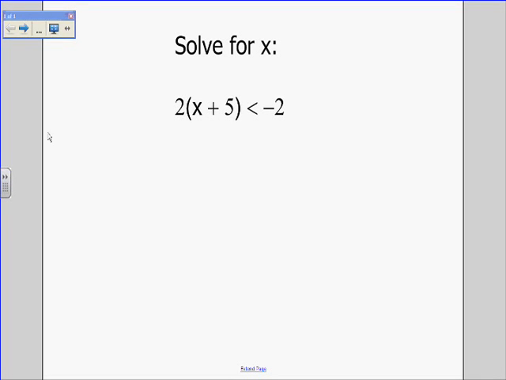Our lesson for today is just going to be a couple of quick examples on how we solve inequalities to isolate our variable. In this case, it's going to be x. So this is our more simple one to start with.